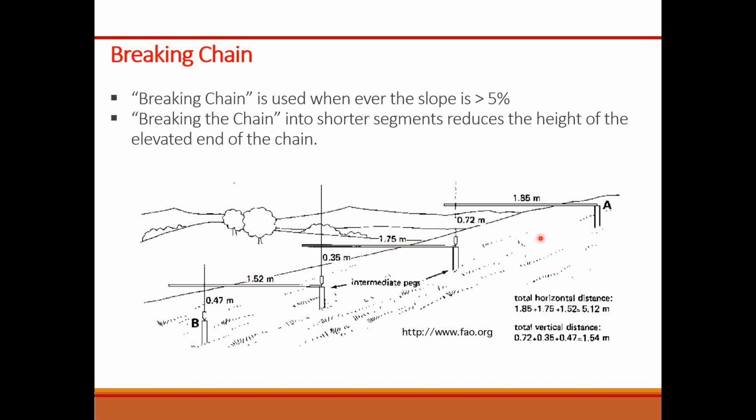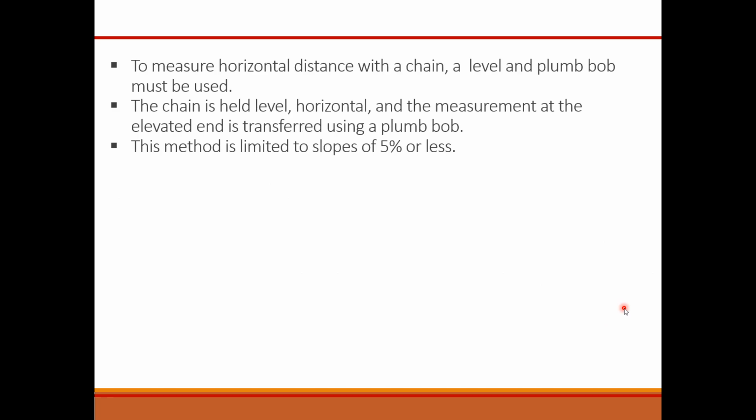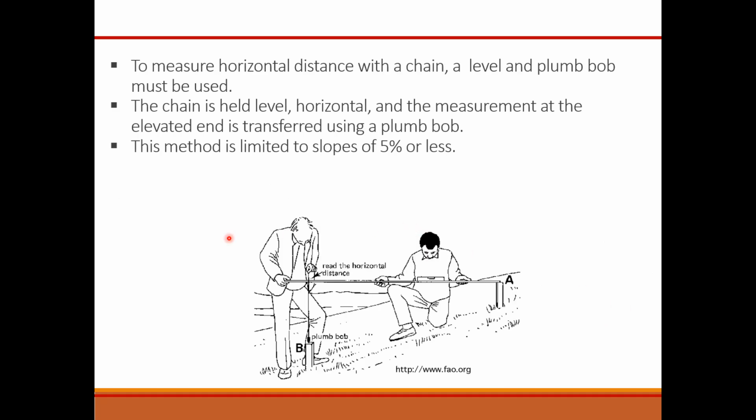So here we can see that we just divided the whole slopy distance into a number of segments, and then by adding all these segments we will calculate the total horizontal distance between the two required points. 1.85 plus 1.75 plus 1.52 equals 5.12 meters. So this is the procedure of how we did it.